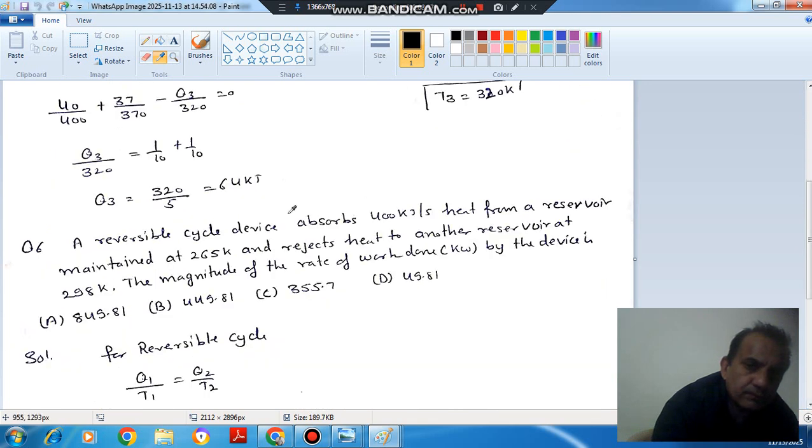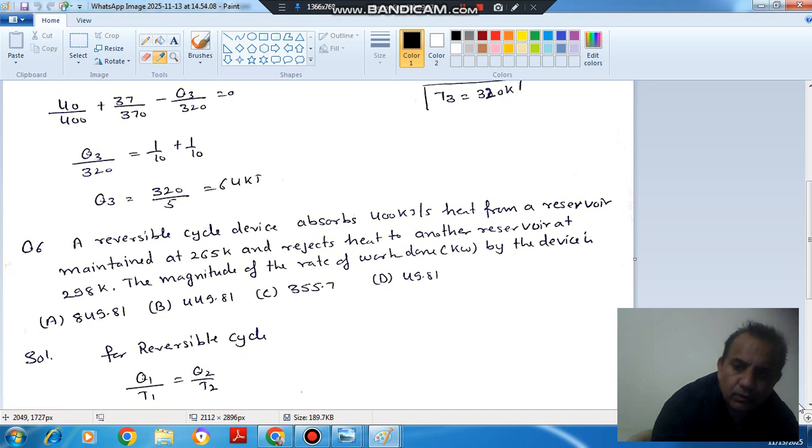Next question. A reversible cycle device absorbs 400 kilojoules per second of heat from a reservoir maintained at 265 Kelvin and rejects heat to another reservoir at 298 Kelvin. The magnitude of the rate of work done by the device is option A 849.81, option B 449.81, option C 355.7, and option D 49.81.